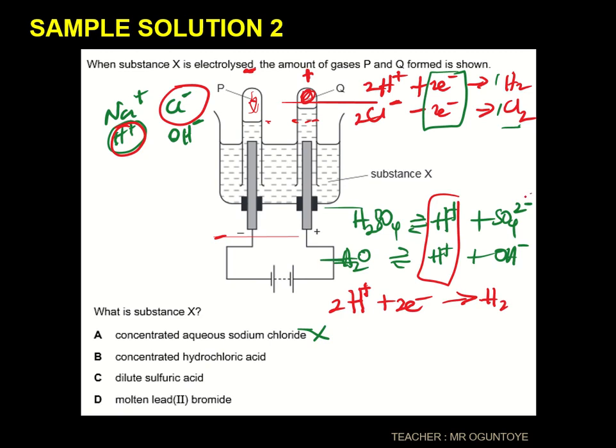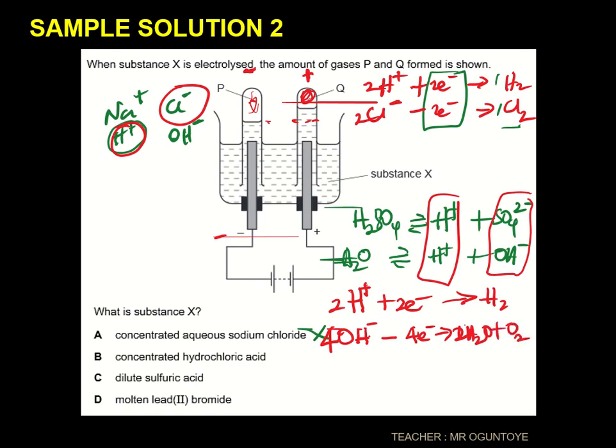On the other hand, you have hydroxide ion and sulfate ion migrating towards the positive electrode. But because sulfate is higher in the reactivity series than hydroxide ion, hydroxide ion will be given preferential discharge. Remember the equation, 4OH⁻ will lose 4 moles of electrons to form 2 water molecules and 1 oxygen molecule.